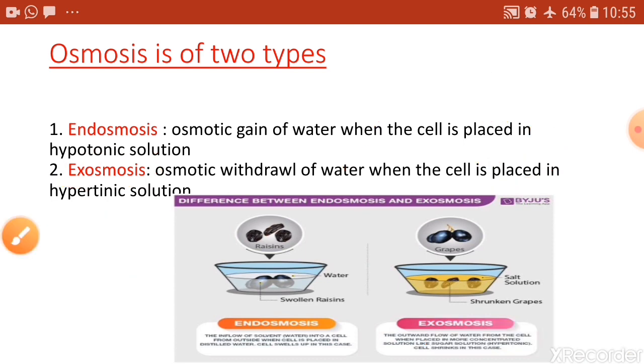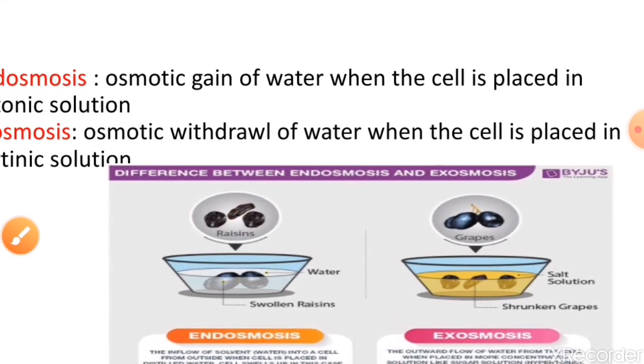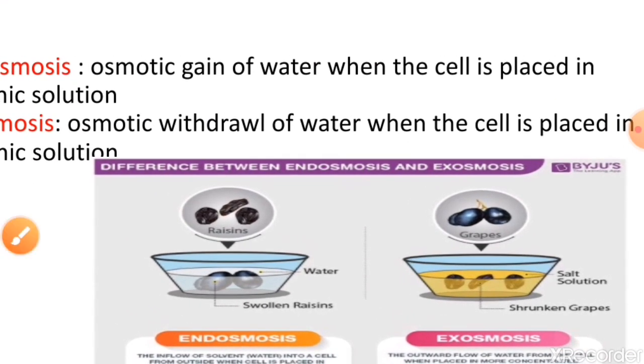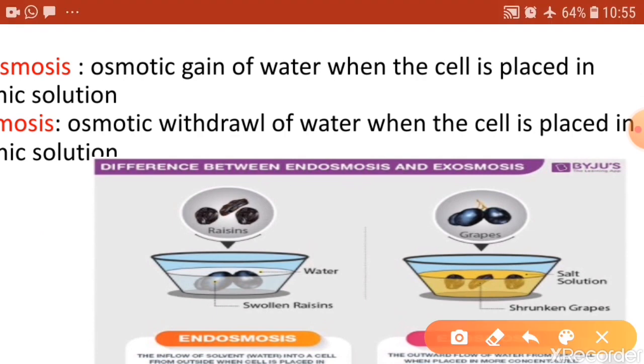A simple demonstration of endosmosis and exosmosis is shown over here. When you take raisins, what are raisins? Dry grapes, called kishmish in Hindi, right? So when you take raisins and place them in a container filled with water, what will you find? The raisins, which are dry grapes, will swell after some time. So how do they swell?